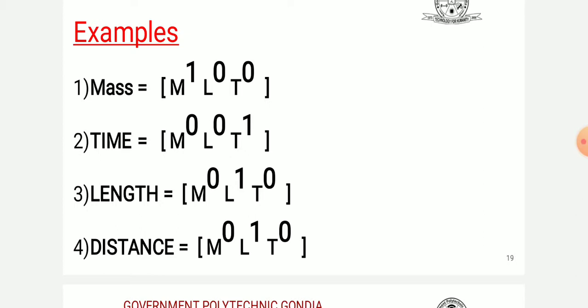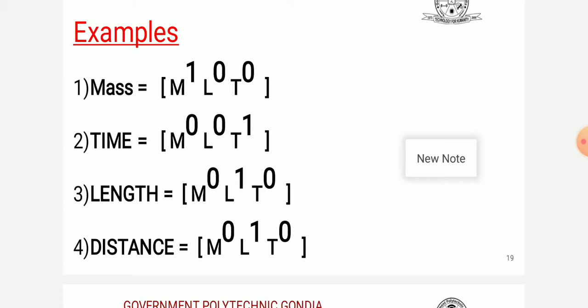Now see the third example, that is length. Length means only length having power 1, therefore L raised to power 1, M raised to power 0, as there is no mass, and there is no time, so T raised to power 0 also. So the dimension of length is M^0 L^1 T^0. Is it clear? See the next one, that is distance. So what is distance? Distance is nothing but a length.